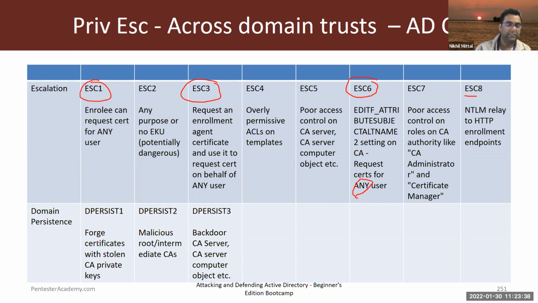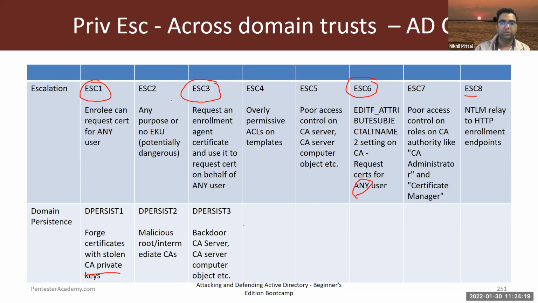What are the domain persistence techniques that you can use by abusing ADCS? When we talk about domain persistence, this means we have compromised, let's say, the entire domain. So if you have stolen the CA's own private keys, you can forge certificates. That is DPERSIST1. DPERSIST2, you can create malicious root or intermediate CAs. Third, you can backdoor the CA server or the CA computer object. For example, what if you configure RBCD on the CA server?